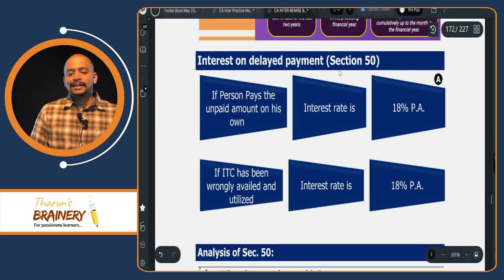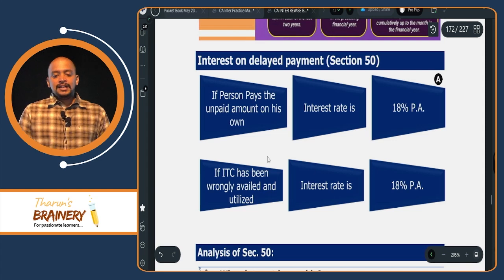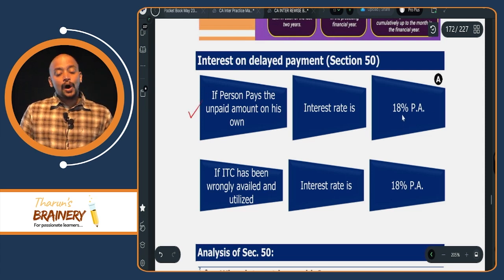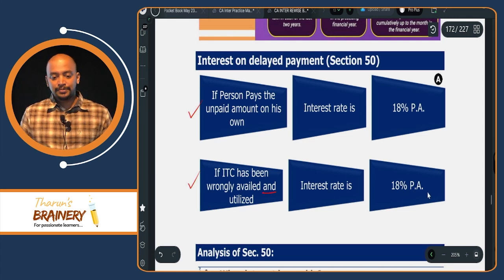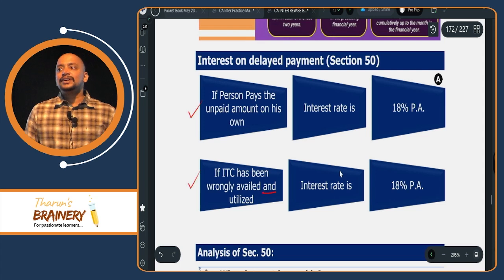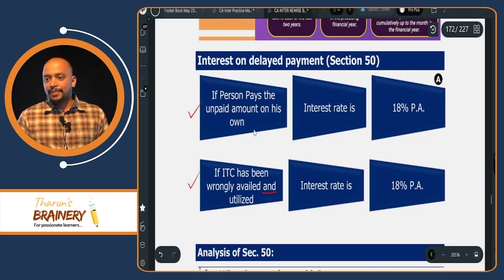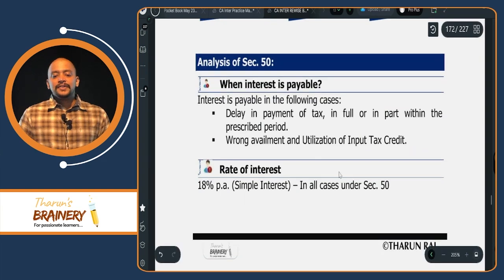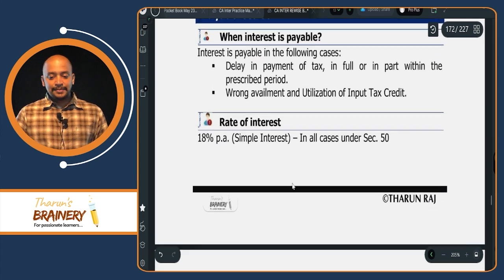So, this interest will arise in two cases. Suppose a person has to pay tax, but there is a delay in payment of tax, then the interest is payable at 18% per annum. Also, when the ITC has been wrongly availed and utilized, then also interest is payable at 18% per annum. What are the two situations where the interest is payable? On account of delay in payment of tax or on account of ITC wrongly availed and utilized. And you can see here, what is the rate of interest? 18% per annum, and it is a simple interest.